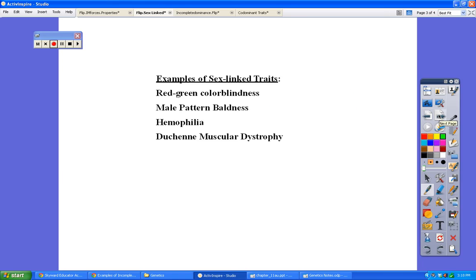A few examples of sex-linked traits are red-green color blindness, male pattern baldness, hemophilia, Duchenne muscular dystrophy. So there's a lot of different sex-linked traits that we can follow. We're probably going to talk about hemophilia a little bit in class.